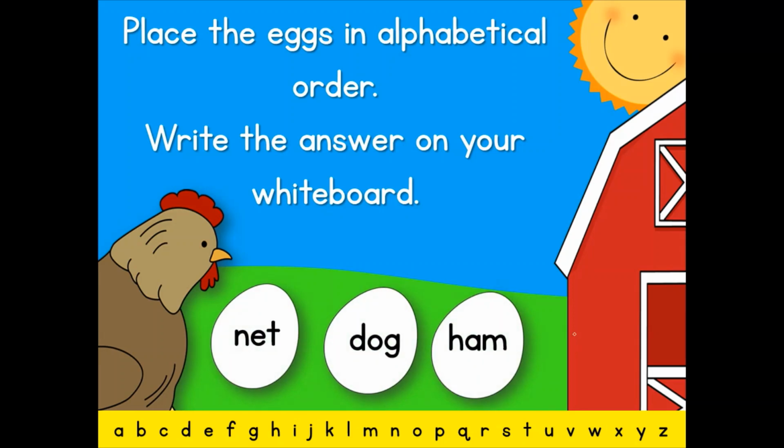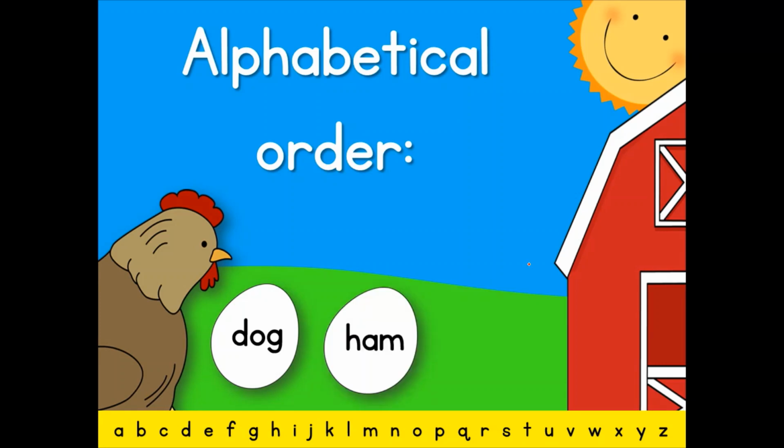Go ahead and pause your video and try to put this in ABC order yourself. All right, let's go ahead and check it. So you should have D is the first letter. Well, first of all, I'm going to go ahead and underline these just to remind you, so that helps us focus on the first letter of each word. So D is our first one, so dog is our first word. And then H is the second letter, and then N is the third. Okay, so your answer should be dog, ham, and net in that order.